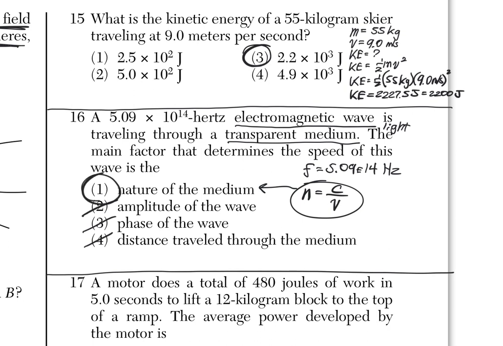And actually, I feel like them talking about light is a little bit of a distractor. It makes this question a little bit harder because it's not just light, it's any wave. Speed of any wave depends only on its medium. So yeah, 16 is choice 1.